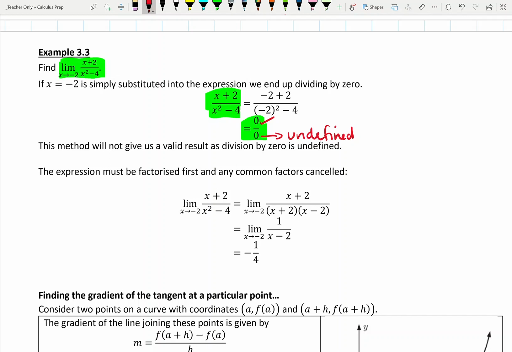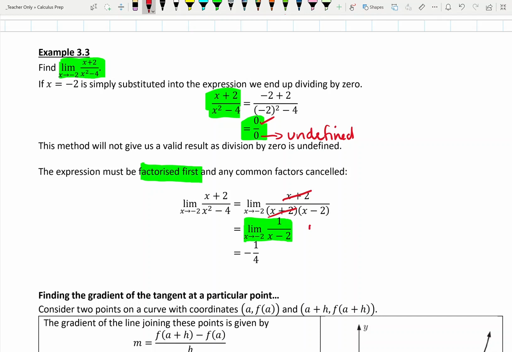So what we're having a look at is we've got to factorize first. It's super important that you factorize and simplify the function as much as you possibly can before you substitute in the value of interest. So again, using the difference of two squares expansion in the denominator this time, (x + 2)/(x² - 4) becomes (x + 2)/((x + 2)(x - 2)), and we can cancel these factors of x + 2, which leaves us with the limit as x approaches -2 of 1/(x - 2).